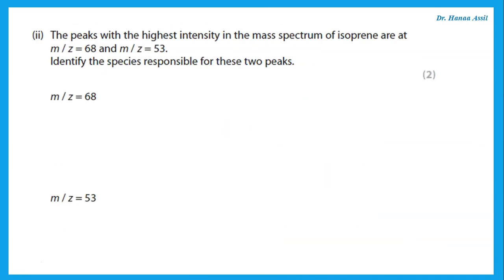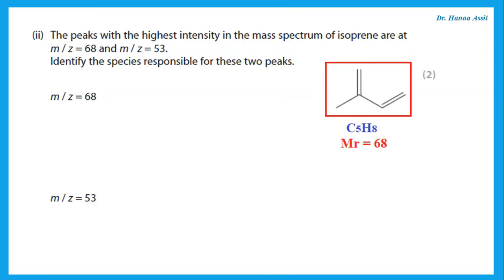The peaks with the highest intensity in the mass spectrum of isoprene are at m over z 68 and m over z 53. Identify the species responsible for these two peaks. So we're looking at isoprene, which is this. Now, what would give m over z 68? Well, actually, the total Mr of the compound is 68, so that structure, all of it, is 68. Remember, you must have a positive sign for the fragments.